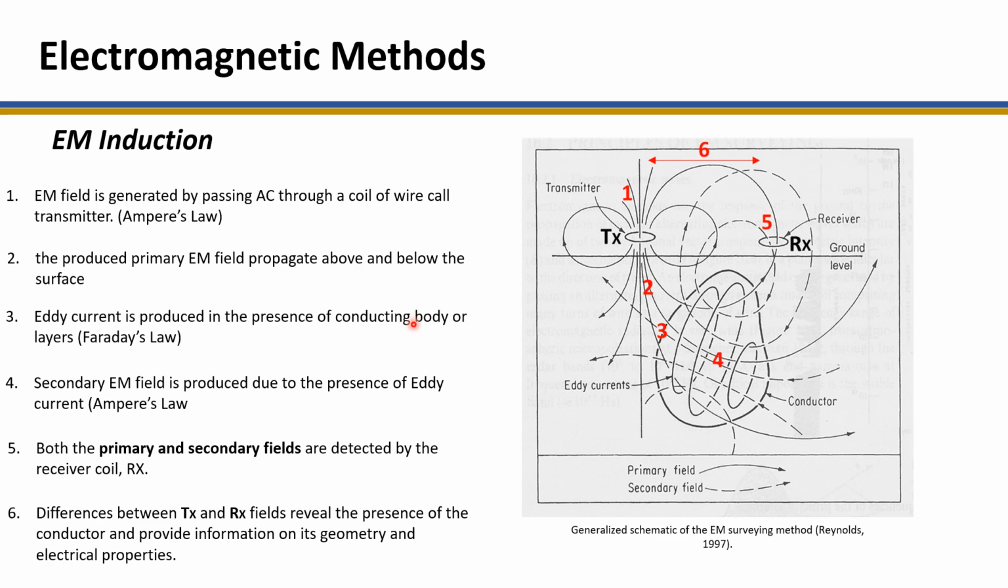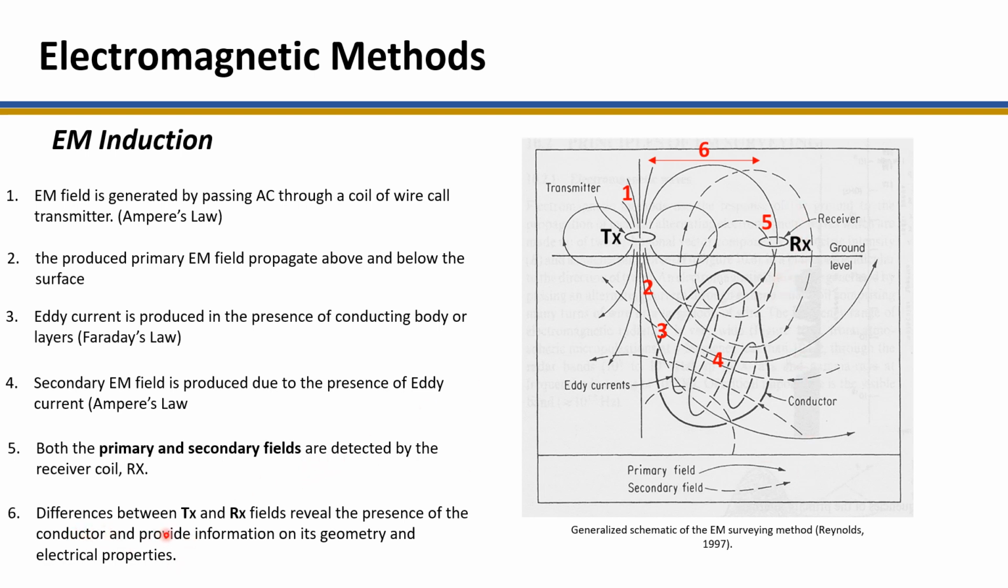Second, the alternating primary field travels from the transmitter coil to the receiver coil via paths both above and below the surface. Third, in the presence of a conducting body or conductive layer, the magnetic component of the EM field penetrates the ground and induces alternating current, or eddy current, to flow inside the conductor. Fourth, the eddy currents generate their own alternating secondary EM field, which travels to the receiver. And fifth, both the primary and secondary fields are detected by the receiver.